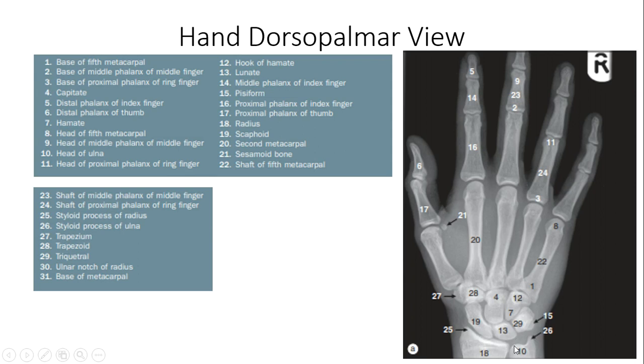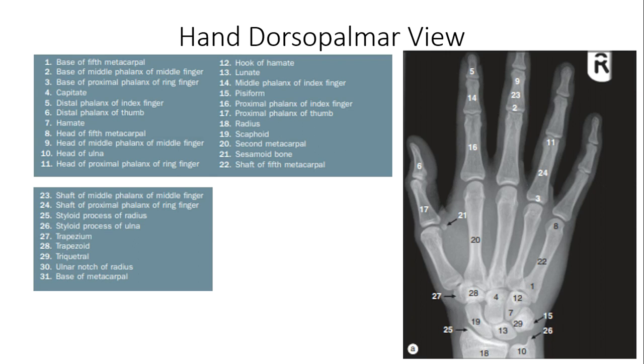This is the articular surface of the two bones, and these are the carpal bones. Carpal bones are 8 in number, and they are arranged in two layers. The proximal layer has 4 bones, and the distal layer has 4 bones.